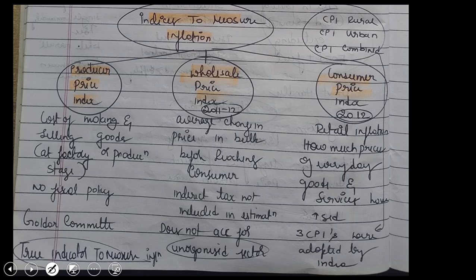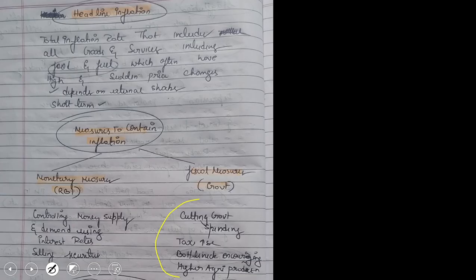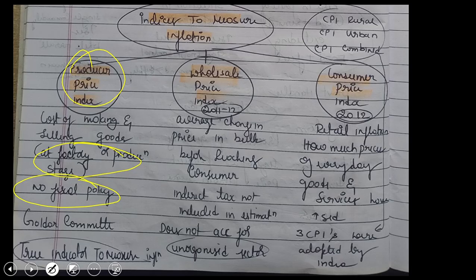Now, what are the indices to measure inflation? We have three types: producer price index, wholesale price index, and consumer price index. Under the producer price index, it is the cost of making and selling goods at the factory or production stage. So this is at the manufacturing stage. That is called the producer price index. Here there is no fiscal policy. As I studied previously, fiscal policy is undertaken by the government, right?